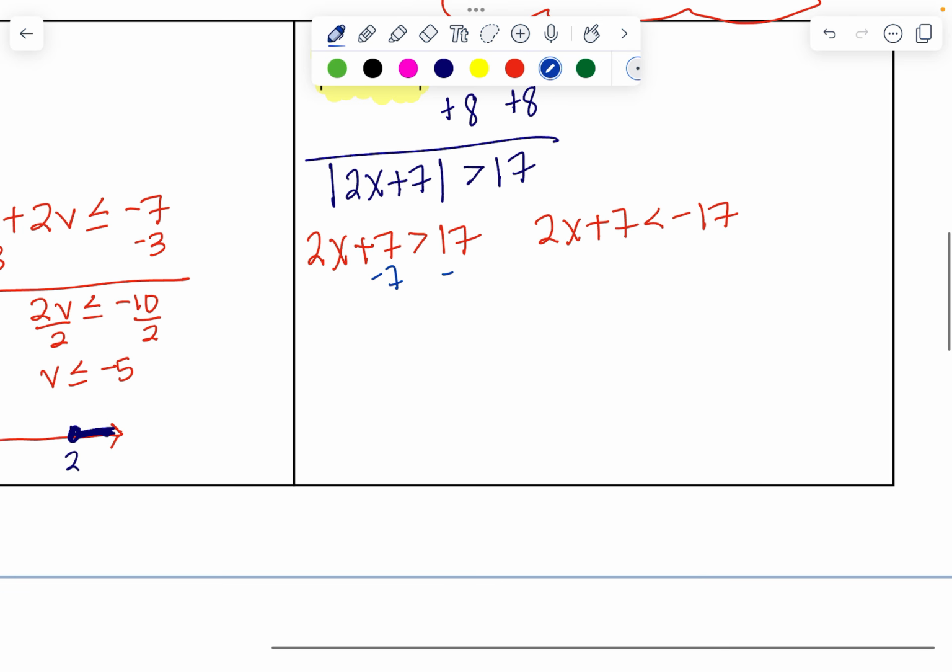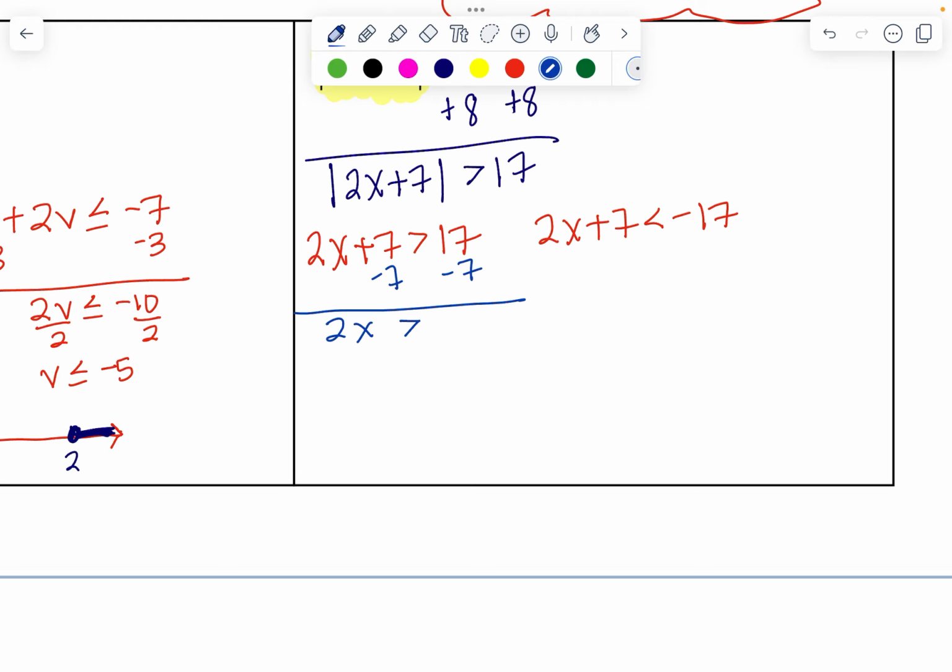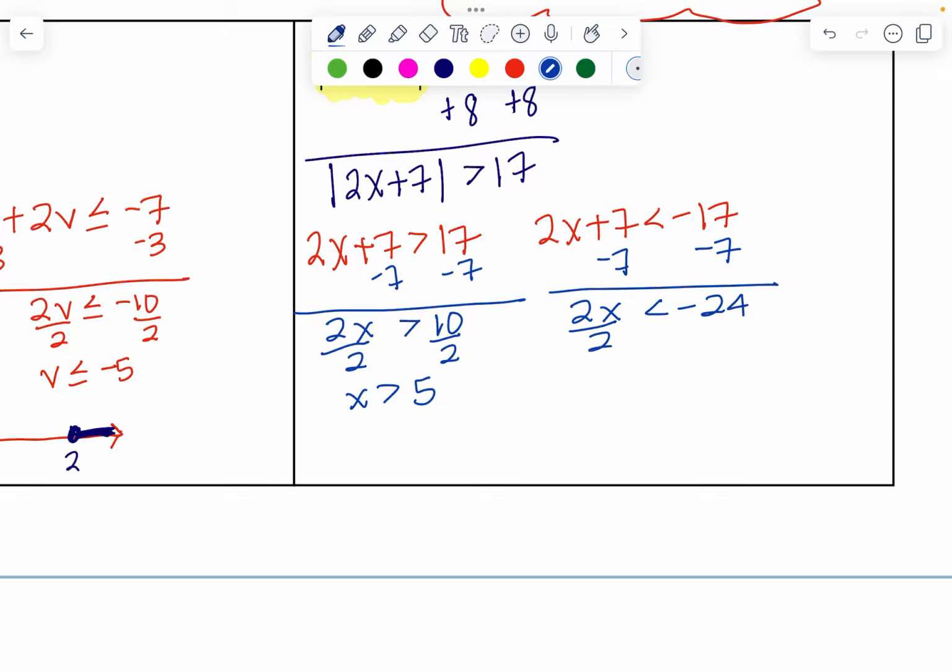So subtracting 7, 2x greater than 10, and then dividing by 2, I get x greater than 5. Here, subtracting 7, 2x less than -24, dividing by 2, we get x less than -12.